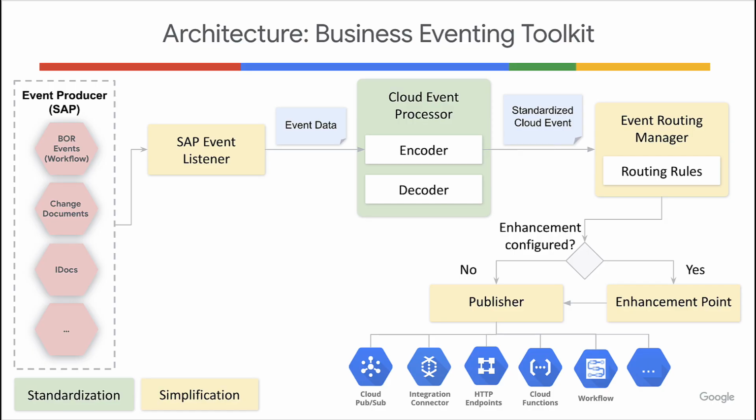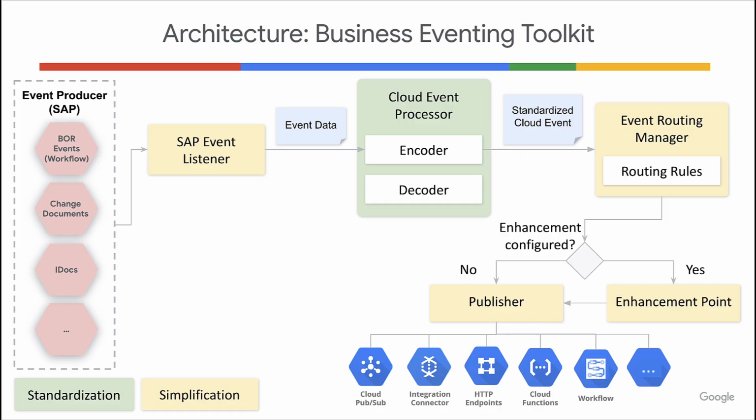This ensures consistency and ease of consumption by Google Cloud services and beyond. Then we have the Event Routing Manager. This intelligent component acts as the traffic controller, ensuring that your events are directed to the correct Google Cloud service based on the rules and configurations you define.